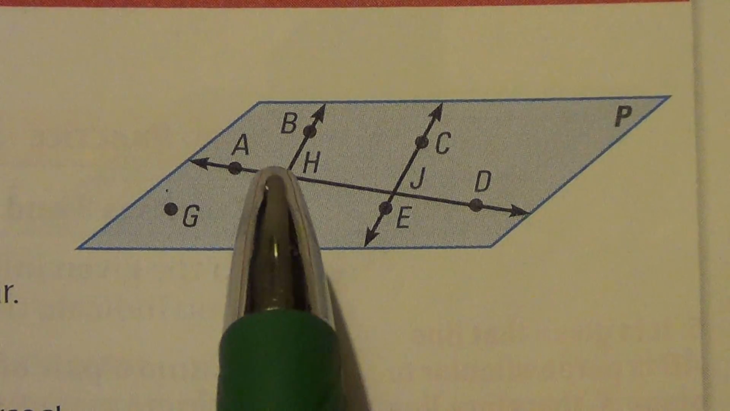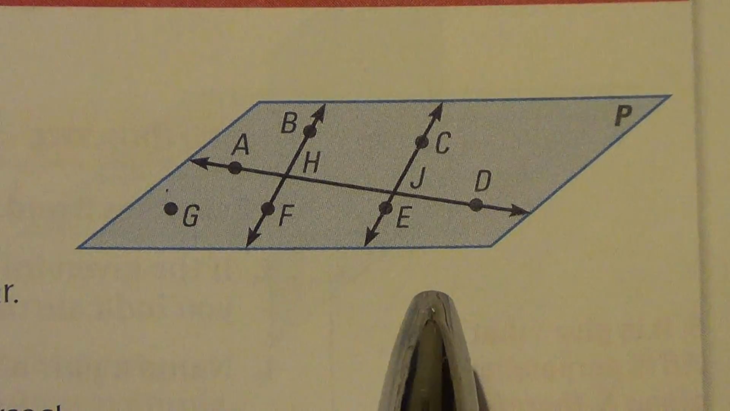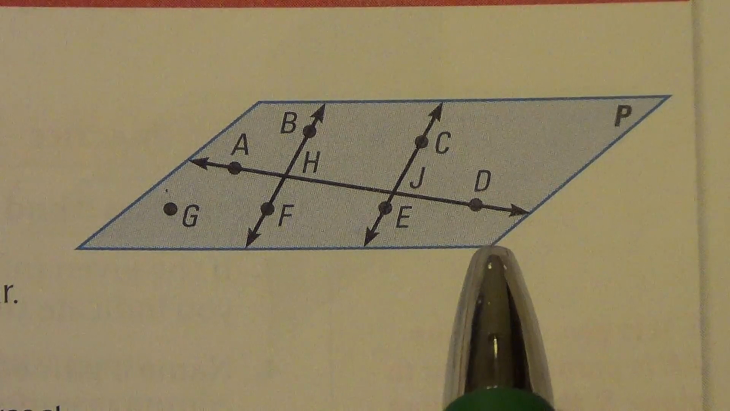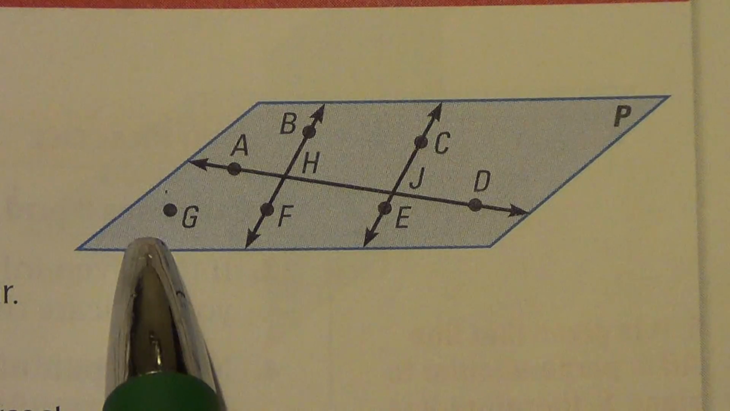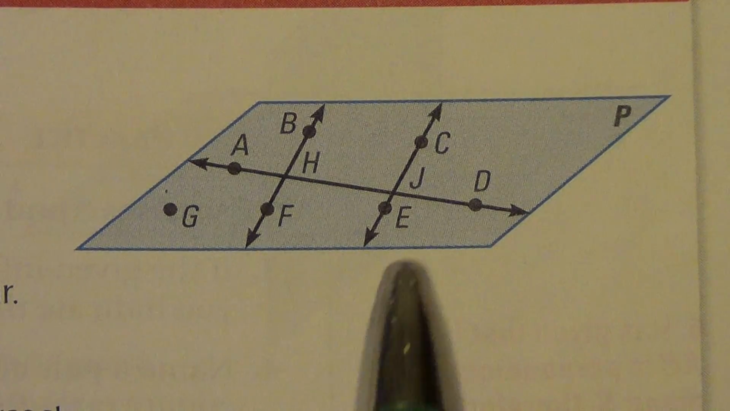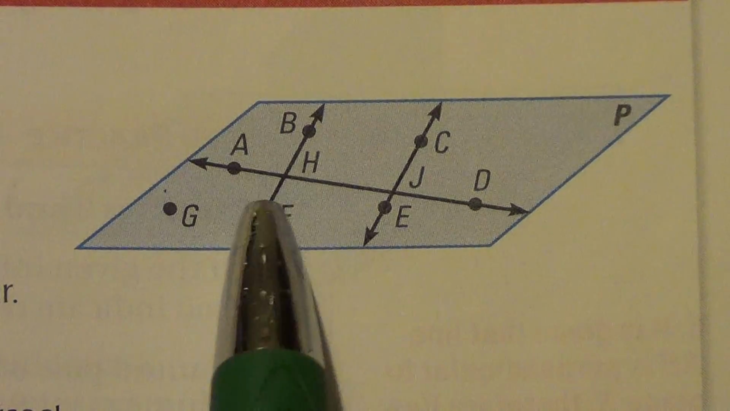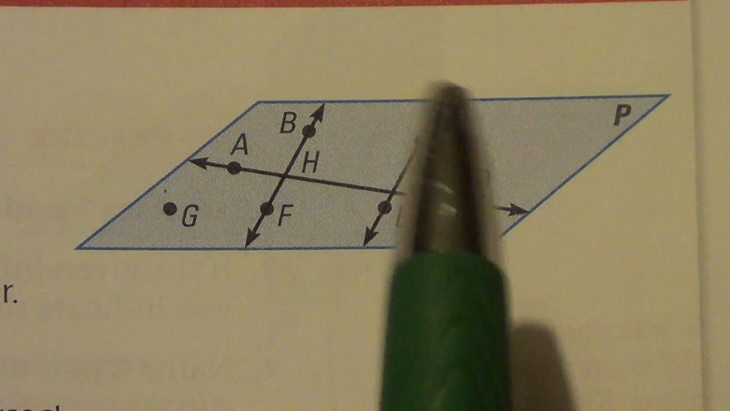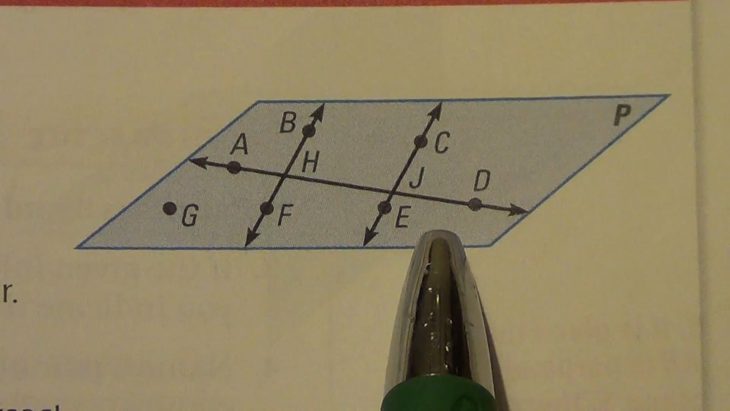Or we could call it something like plane ABC. Remember, we use three letters that are not on a straight line to name a plane. And then G is just kind of this letter out here. So what are some things we can assume? Well, since there's no dotted lines showing that maybe this line goes out the back of the plane or something like that, all these points are in the same plane.